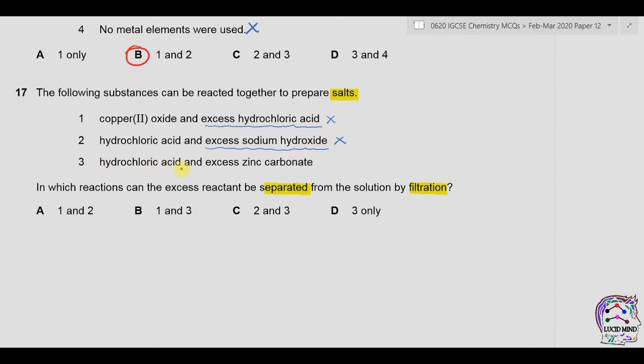3. Hydrochloric acid and excess zinc carbonate. Zinc carbonate is insoluble in water, so therefore it will be present in the form of solid in the solution. So therefore 3 is correct. So only 3 is the option.